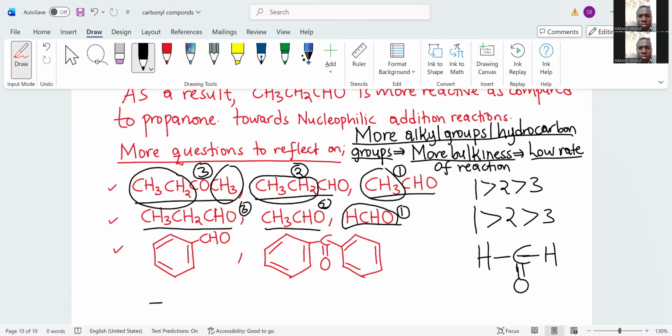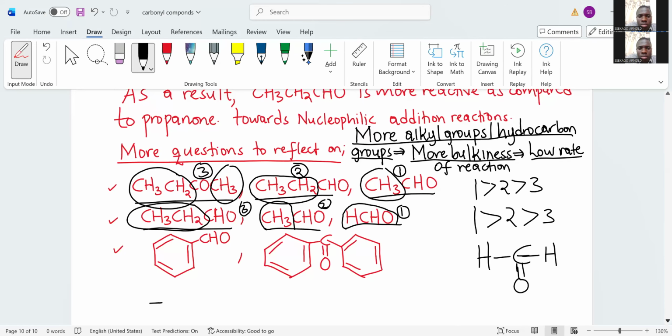Look at ethanal. I have a methyl group. Therefore, for that case, I have some bulkiness. I have steric hindrance. I have positive inductive effect. Therefore, rate of reaction decreases. Look at the third one. The third one is called propanal, where I have an ethyl group. And that ethyl group imposes much steric hindrance, much bulkiness, and too much positive inductive effect. Therefore, I have this reactivity.